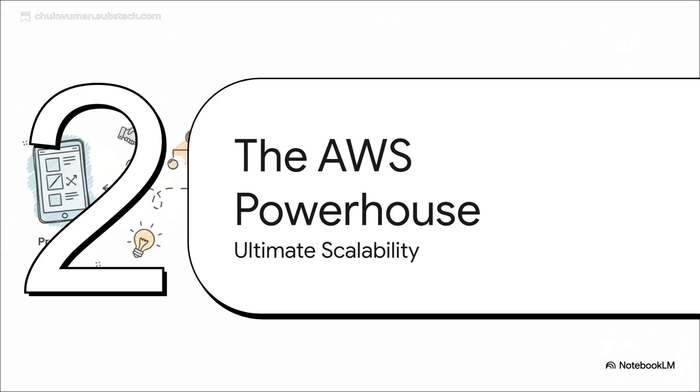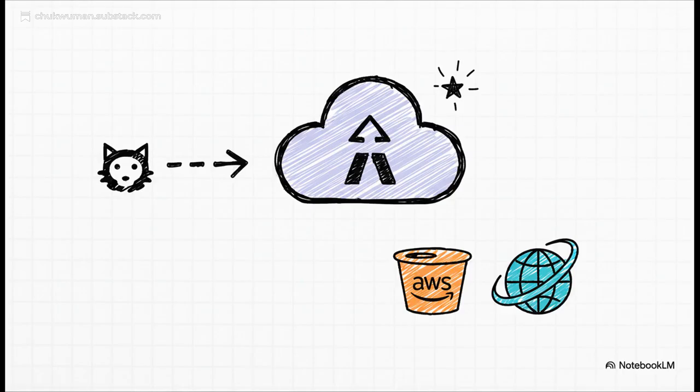I'm talking near infinite scalability. If you want to build on the world's biggest and most comprehensive cloud platform, this is your go-to. Now, AWS has hundreds of services, which can be overwhelming, but you really only need a few to start. AWS Amplify is your on-ramp. It's designed to make hosting your app much, much simpler.